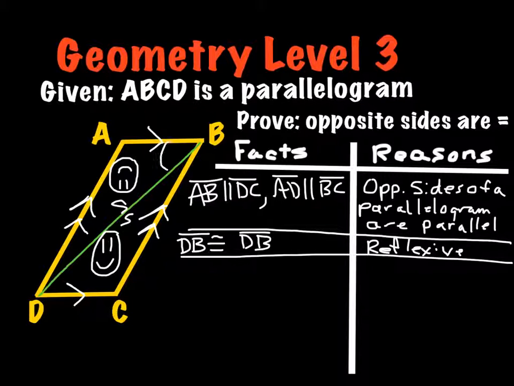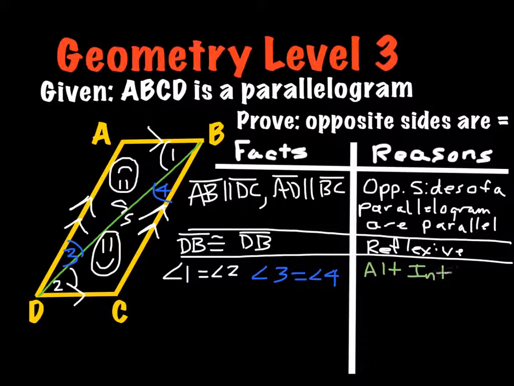I also know that angle 1 must be the same size as angle 2, because since opposite sides are parallel, the alternate interior angles must be the same. I'm going to use the same logic to say that angle 3 is the same size as angle 4. So my reason would be that alternate interior angles are equal.